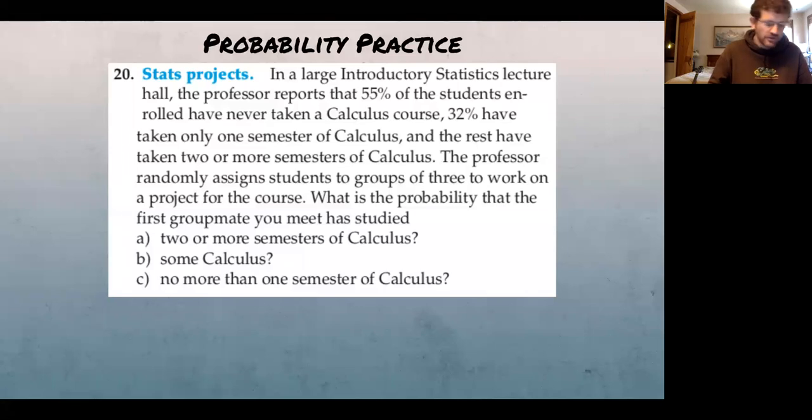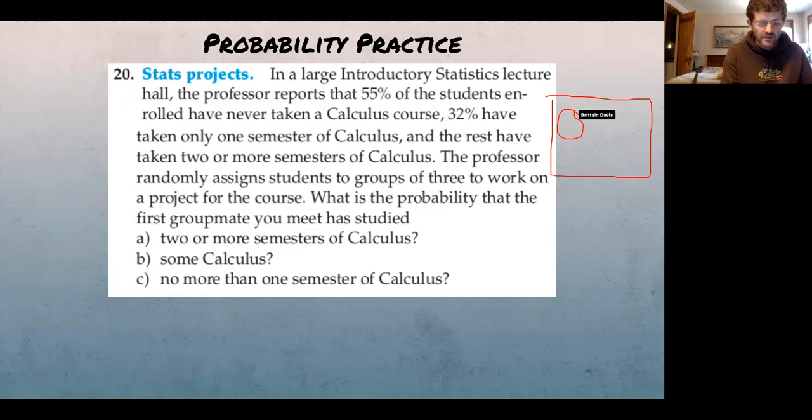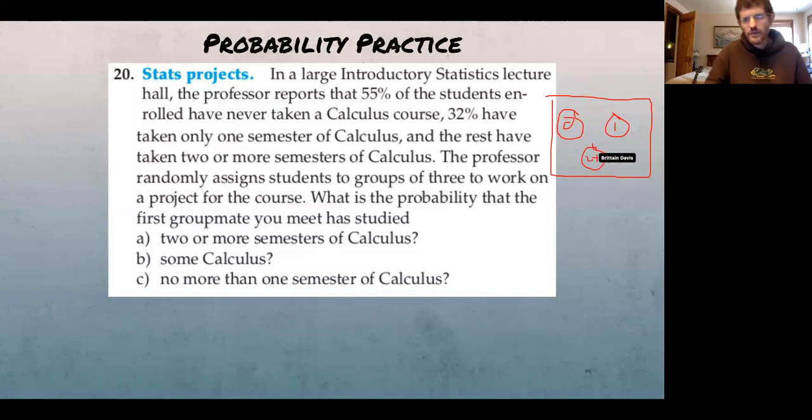So maybe the first thing to do if we draw a picture for this is to think about, are these mutually exclusive groups? We're about to be using some addition rule, and we want to make sure that the assumption has been met. I think it's fair to say you couldn't have simultaneously never taken a calculus course and have taken 1 semester of calculus. You couldn't have done 1 and 2 or more. So we could have 0, 1, and 2 plus. These are mutually exclusive groups. So we've met that assumption.